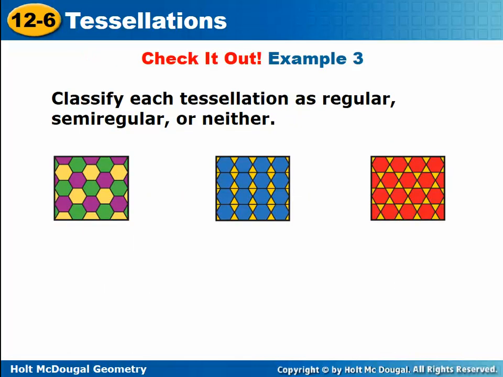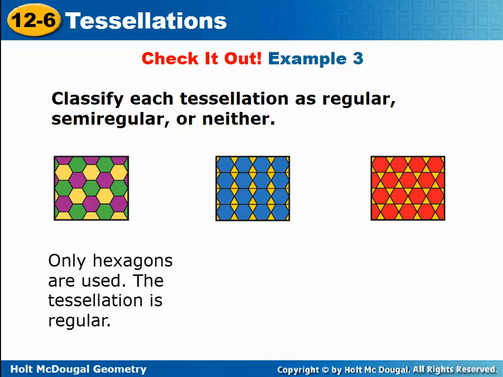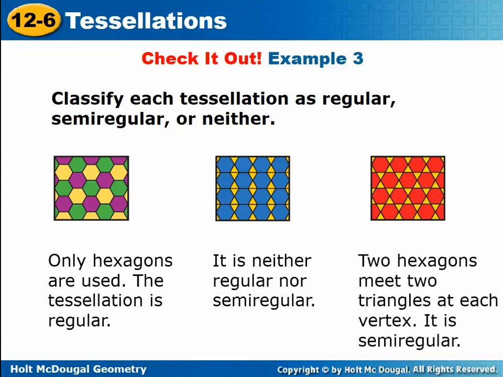In this part, it's just another example. The first one would be regular because only regular hexagons are used. The second one, I don't know. It looks to me like it could be semi-regular if those are regular hexagons and equilateral triangles, but they say it's neither. I'd have to be able to zoom in closer to see if those are actually regular hexagons and equilateral triangles. The third one looks semi-regular. It has regular hexagons and regular triangles meeting.